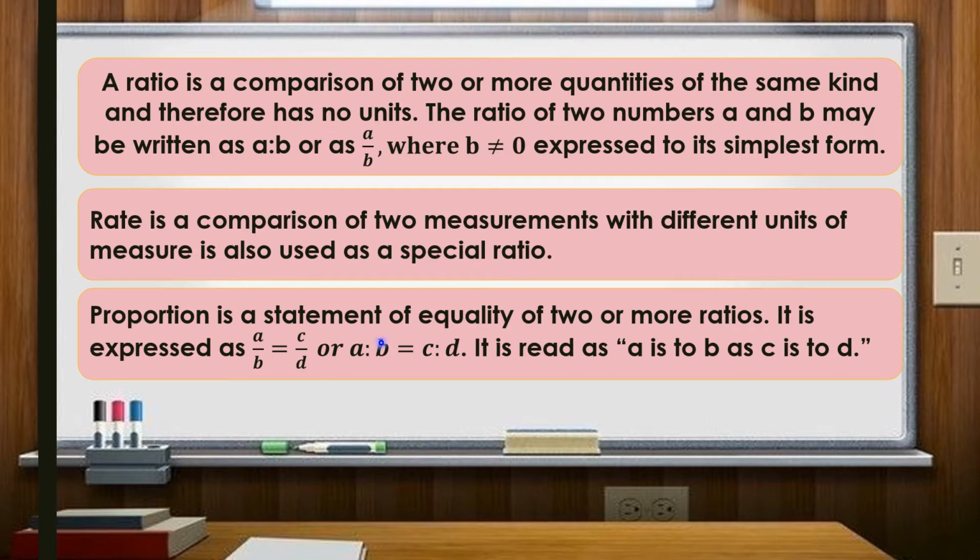A proportion is a statement of equality of two or more ratios. It is expressed as A over B is equal to C over D, or A is to B is equal to C is to D. It is read as A is to B as C is to D.